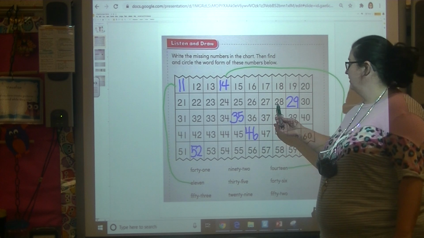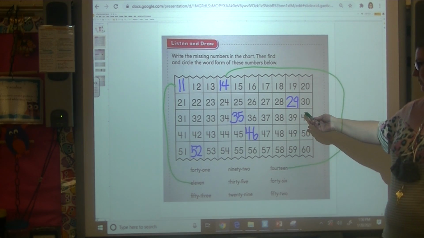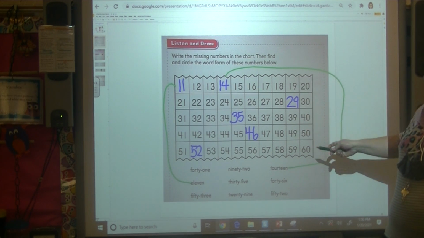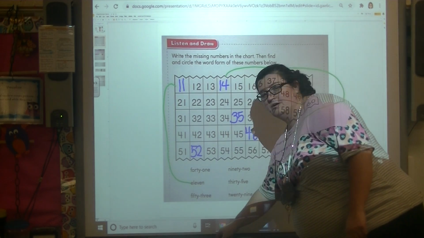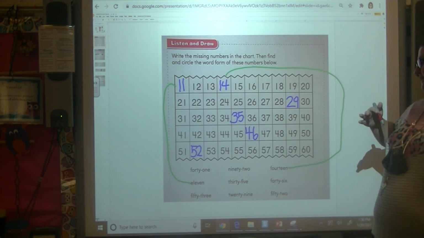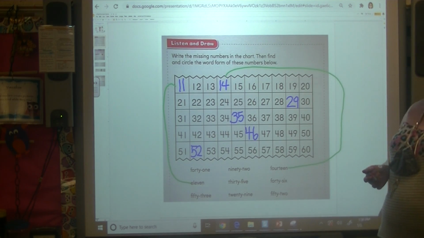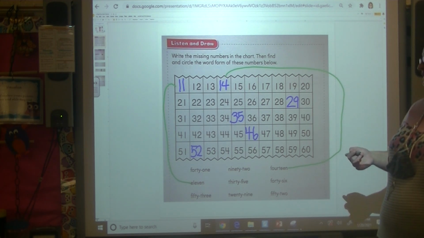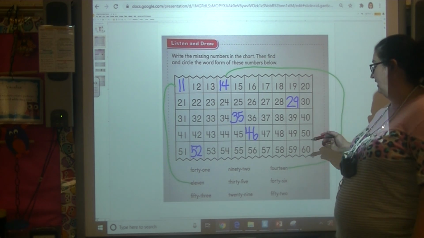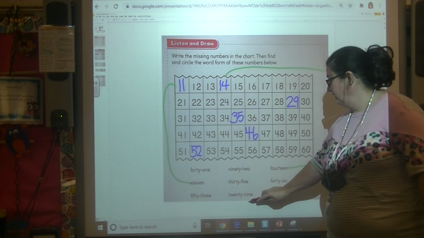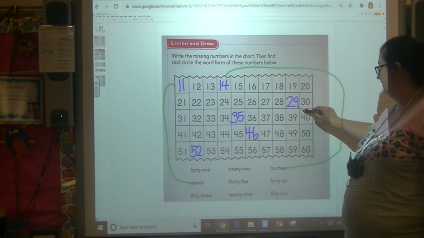All right, the next one is 29. 29. 2 10s, 1 9. One group with 9 in it, so 29. 29 is separated.